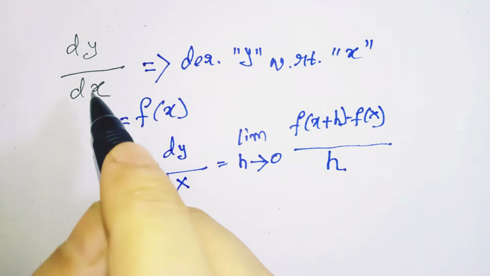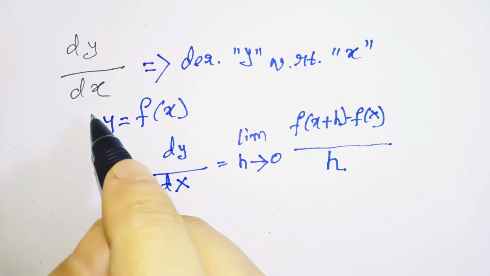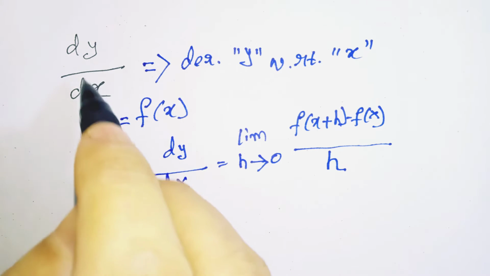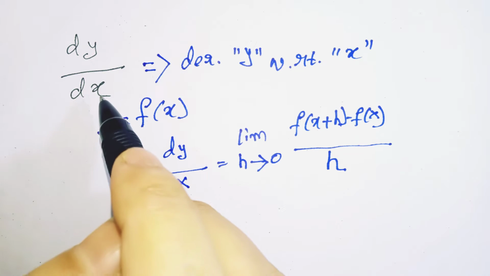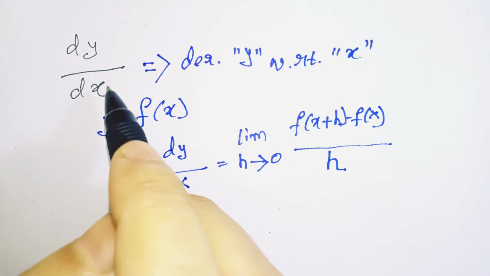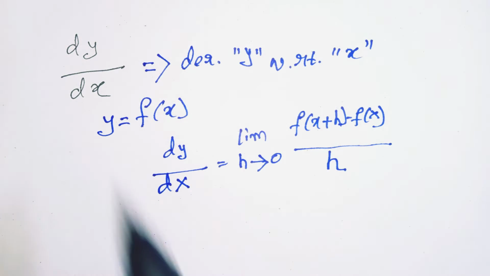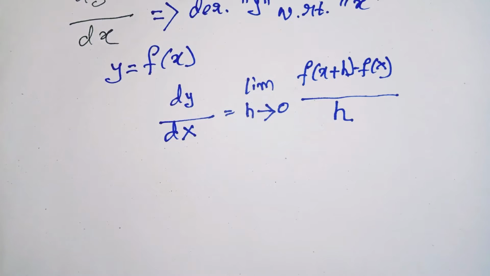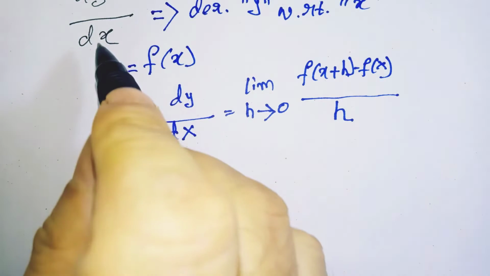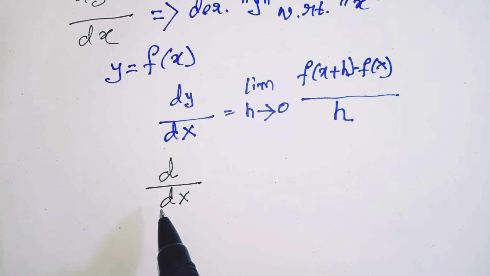Now please note that dy by dx doesn't have a meaning of division, where you are dividing something by something. We take dy by dx as a symbol. Now this particular part, dy by dx, can be further divided into, for example, d by dx. So this particular part can be written there.